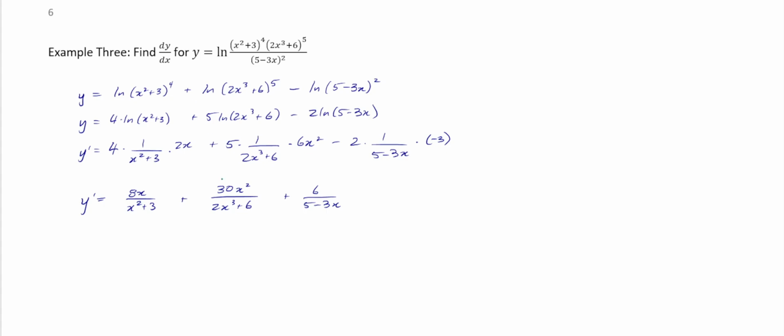Well, you might be able to see here that this can be factored into 2, and then we've got (x cubed + 3). And then the 2 will be able to cancel with this, bringing that down to 15. That goes to 1. So I can then just quickly rewrite this as 8x all over (x squared + 3) plus 15x squared all over (x cubed + 3) plus 6 over (5 - 3x), and that's my derivative of that natural logarithmic function.